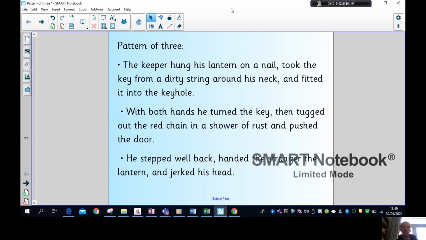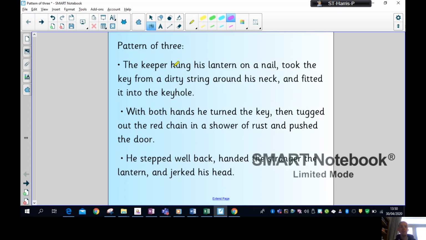Now, first thing I want you to do, children, is go through each of those sentences and identify, find the three verbs in each sentence. Okay, so you can pause the video and do that now. Okay, we'll go through now and just highlight those different verbs.